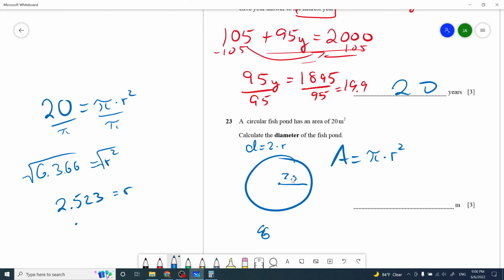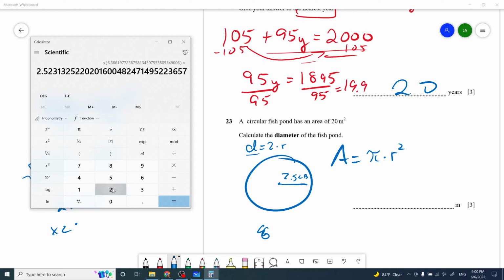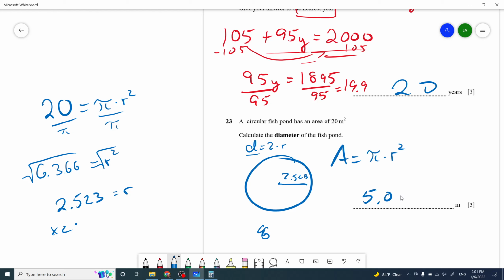Now remember, this is just going to give us the radius, 2.523. For the diameter, we just need to take this and multiply it times 2. So we go back to our handy dandy calculator, times 2. We're going to get 5.046. Here we could round this to around 5.05. Usually 2 decimal places is sufficient. If you wanted to round it to a whole number, this would give you about 5 meters.